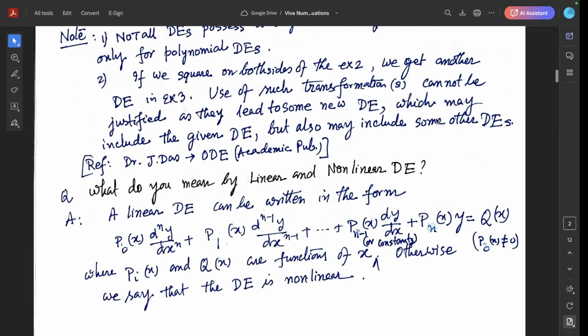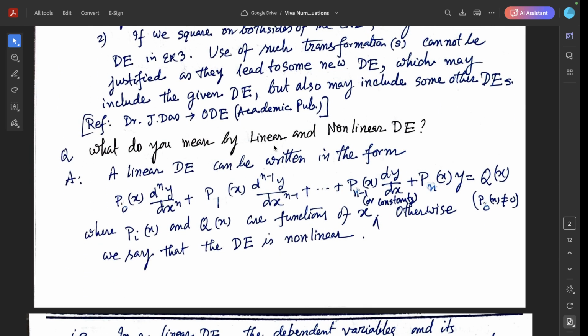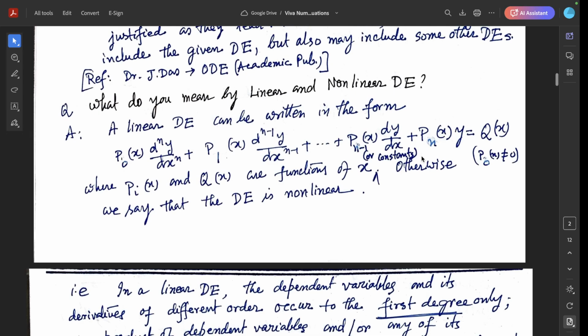Next question. What do you mean by linear and nonlinear differential equation? The linear differential equation can be written in the form p0(x) d^n y/dx^n plus p1(x) d^(n-1) y/dx^(n-1) plus ... plus pn(x) y equal to q(x), where pi(x) and q(x), i runs from 0 to n, and p0(x) not equal to 0, are functions of x or constants. This is a linear differential equation.